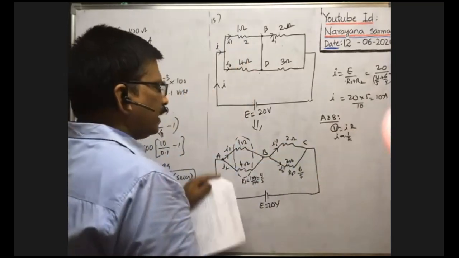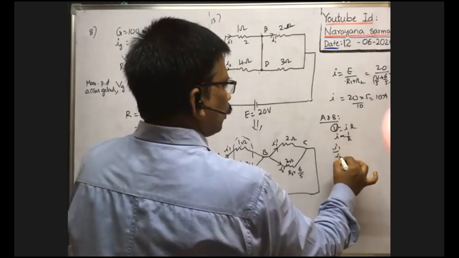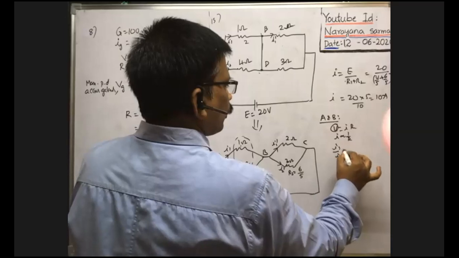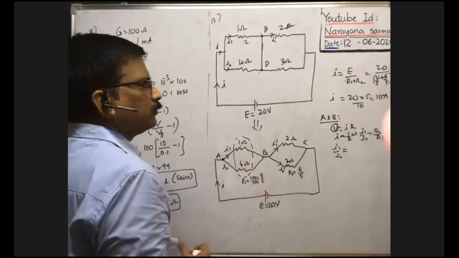Therefore the current through this one is I1. I1 by I2 is equal to R2 by R1. I1 R1 equals I2 R2, so I1 by I2 is equal to R2 by R1. Of course, these R1 R2 are not the earlier ones. These are R1 R2 now for this, for A and B only.